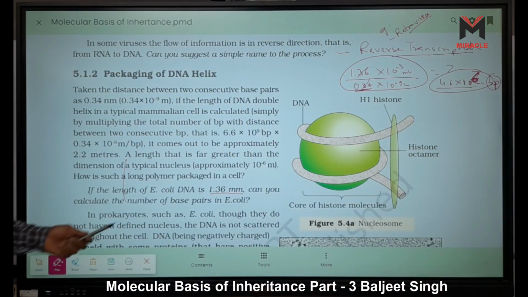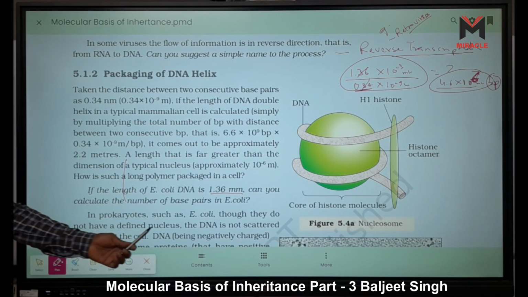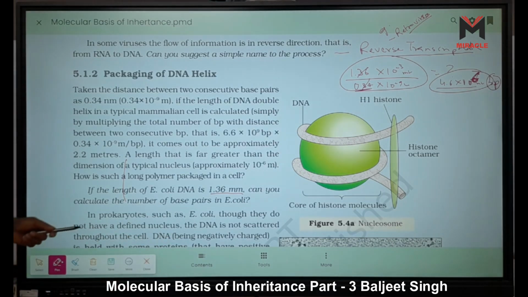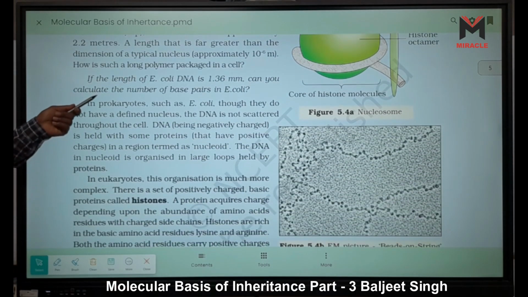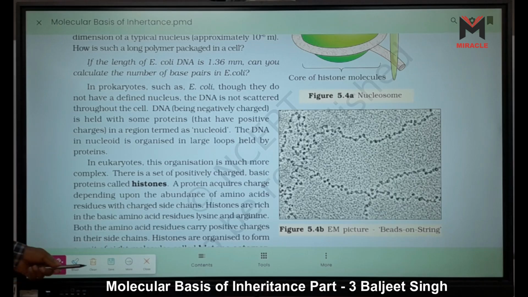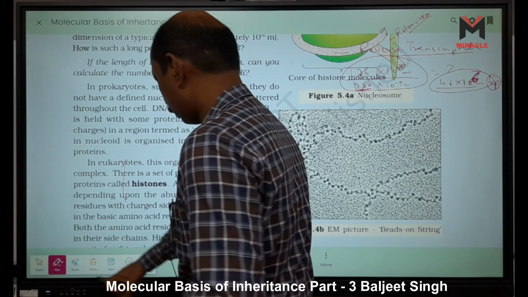In prokaryotes such as E. coli, though they do not have a defined nucleus, because prokaryotes have no nuclear membrane, so we can say they have no defined nucleus, right?